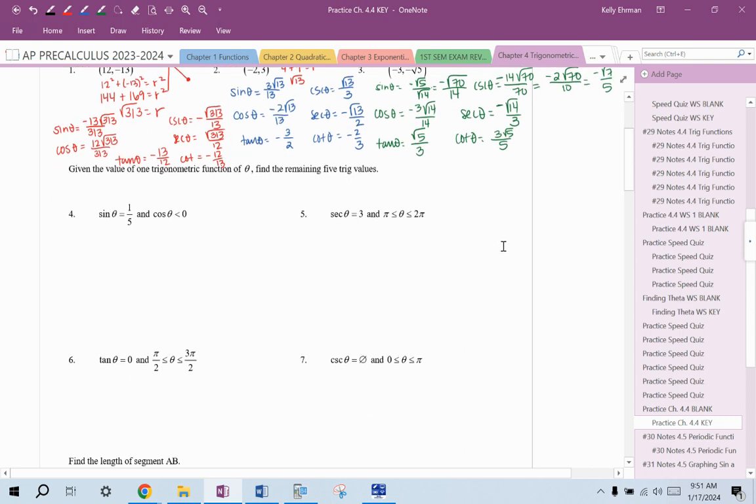All right, given the value of one trig function of theta, find the remaining 5 trig values. So here you do need to know which quadrant you're in to get the signs, the positives and negatives, right? So sine of theta equals 1/5. Remember, that gives us y and r. Sine is positive. Cosine less than 0, so cosine's negative. Think about All Students Take Calculus. Sine's positive and cosine is negative in quadrant 2.